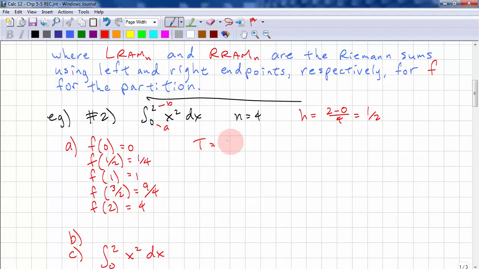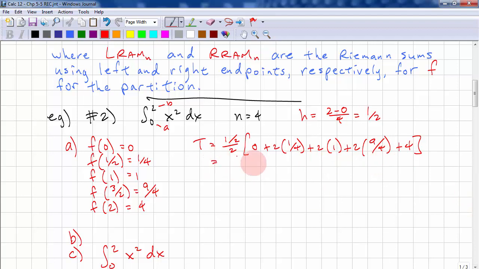So the trapezoidal rule is 1/2 divided by 2, and we have 0 plus 2 times a quarter plus 2 times 1 plus 2 times 9 over 4 plus 4. Okay, I'm getting these values from here: f of 0, f of a half, f of 1, f of 3 over 2, f of 2. Because these are the equal partitions. And these are just the y values, going in there.